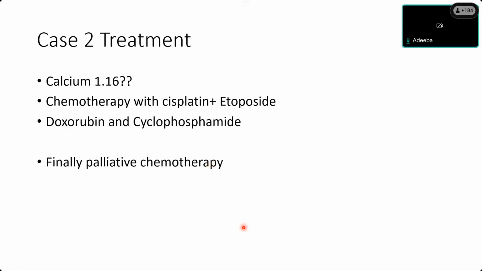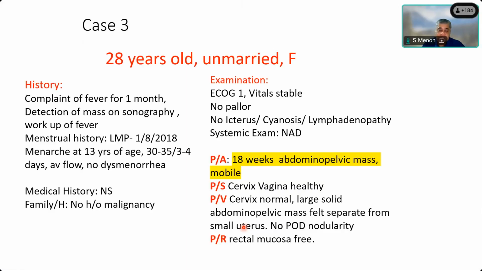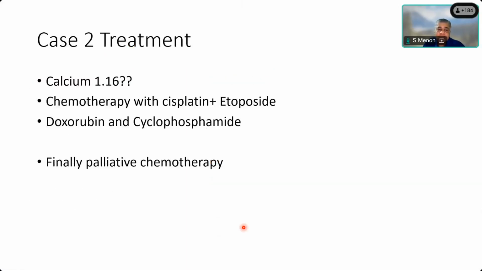Okay. So our patient's calcium was normal. The patient was given cisplatin, etoposide, then doxorubicin, cyclophosphamide, and finally palliative chemotherapy. She unfortunately succumbed within 1 year of her diagnosis. So this is a very bad and killer disease, and please keep this in mind when you are looking at a young patient with ovarian cancer. So that was the idea of showing you this case.